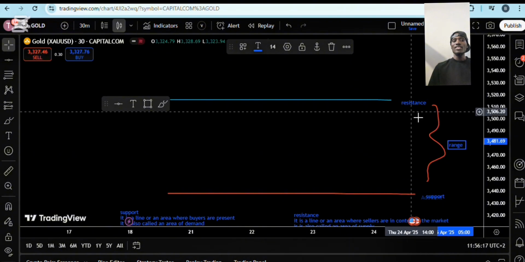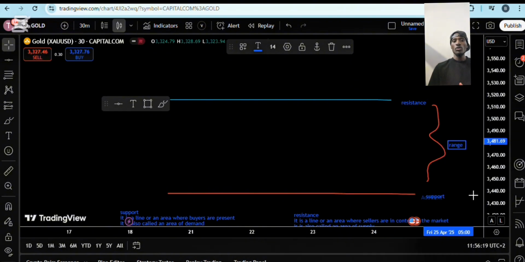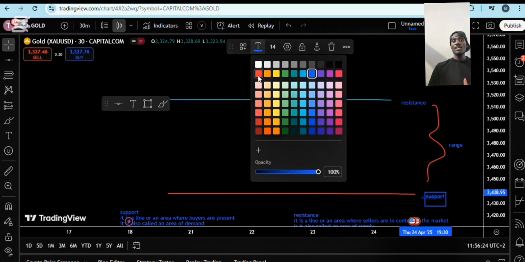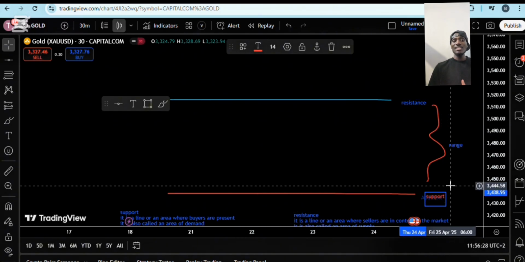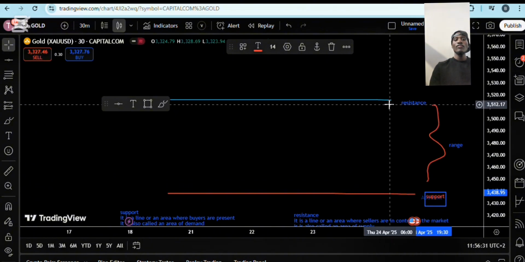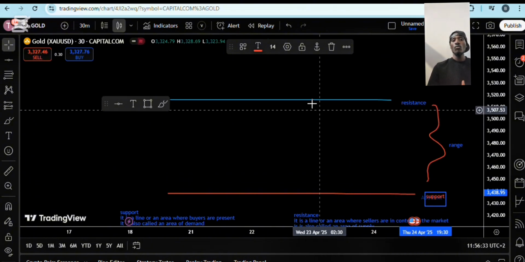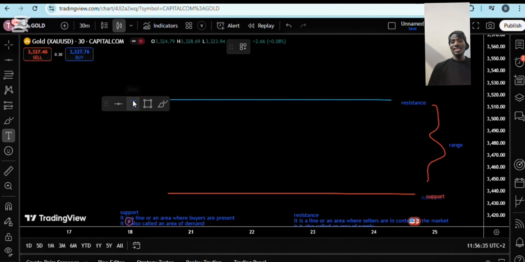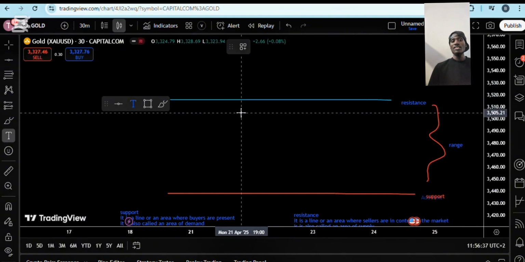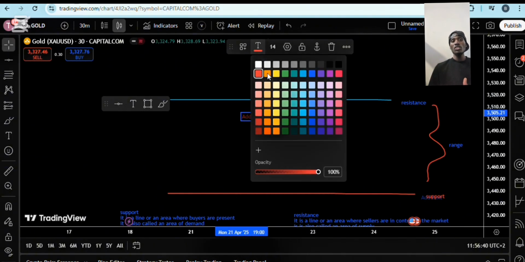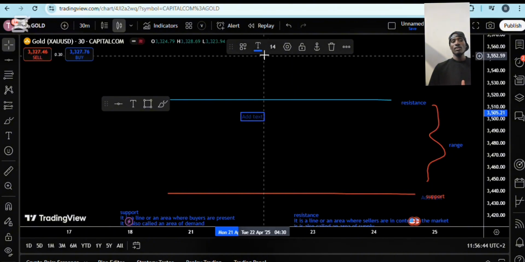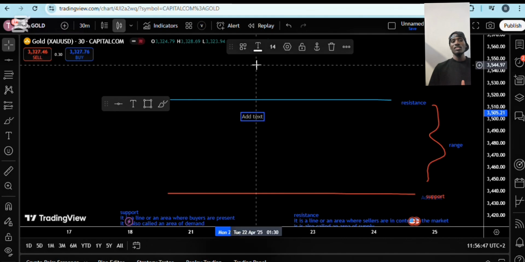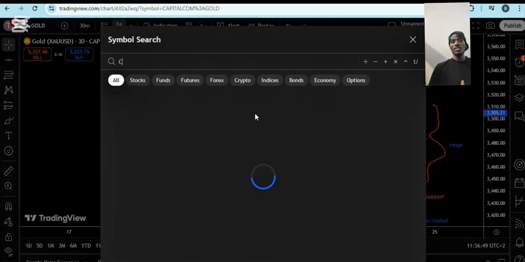Like I said, resistance is up and support is down. So in other words, the resistance is the ceiling. Take for example a room: the resistance is the ceiling, then the support is the floor. Now let me change the color to white. Sorry, my bad.